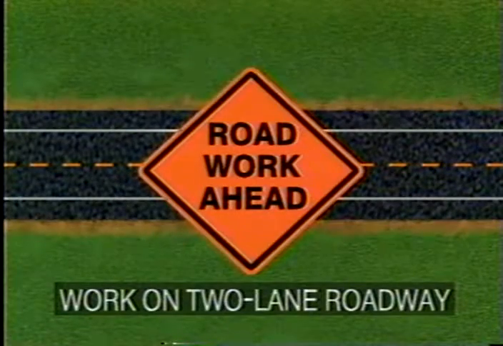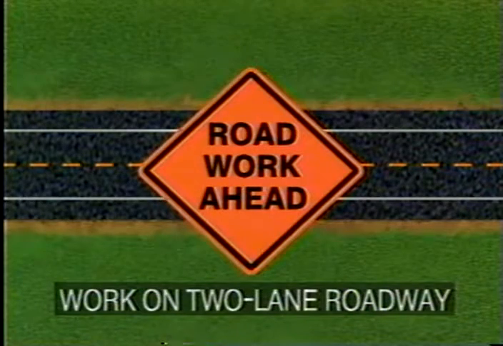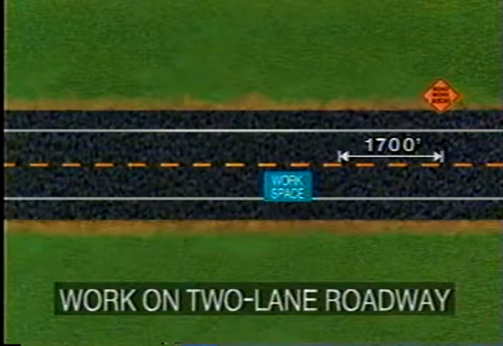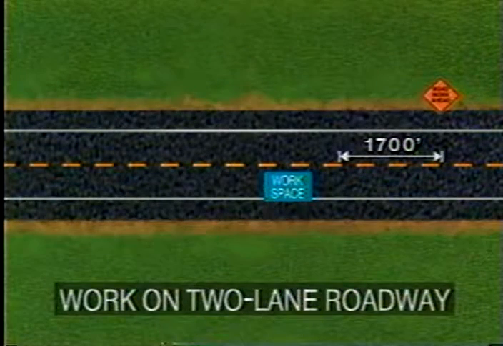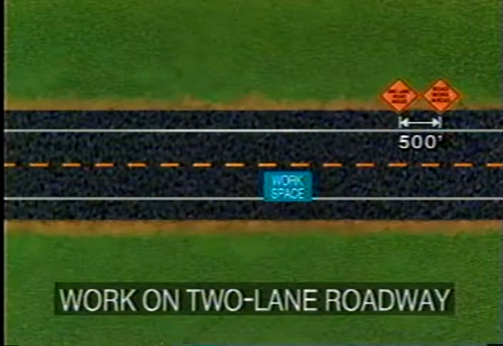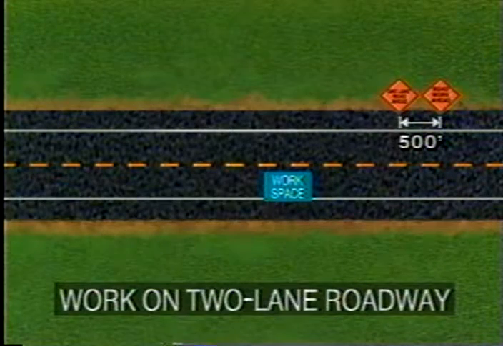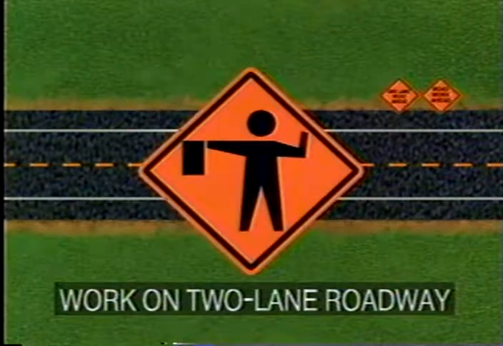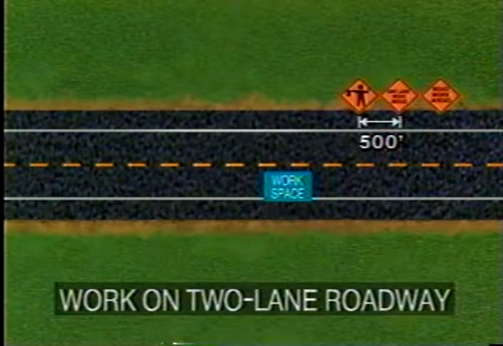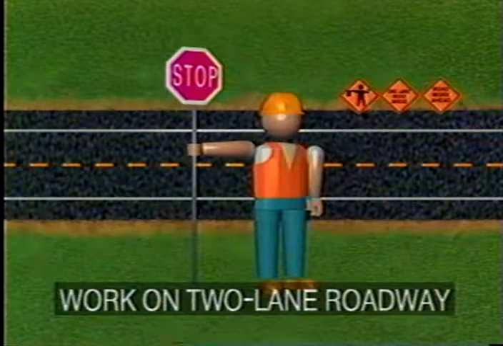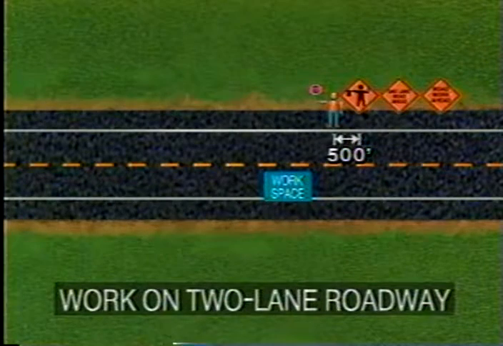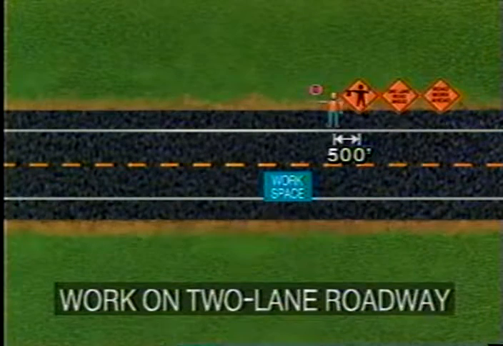First, install the Road Work Ahead sign for the unobstructed roadway. This sign is placed at least 1,700 feet in advance of the workspace. The second sign, "One Lane Road Ahead," is placed 500 feet from the first sign. The last sign installed, the flagger symbol, is placed 500 feet from the second sign. The first flagger then assumes his or her station 500 feet from the flagger sign, placing the first flagger at least 200 feet from the beginning of the workspace.